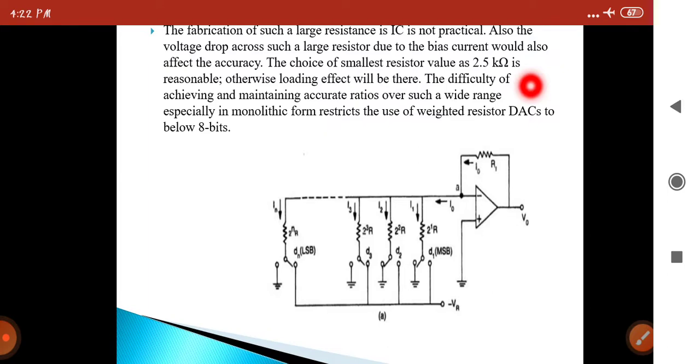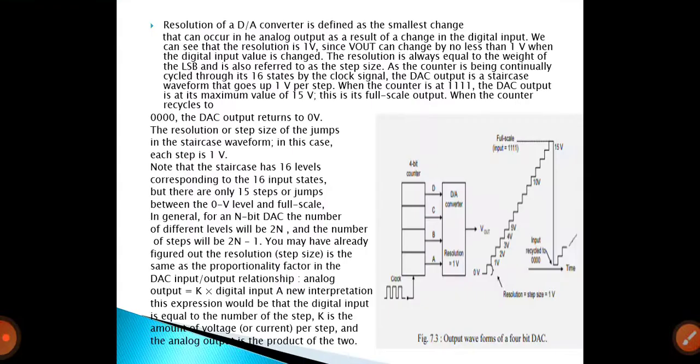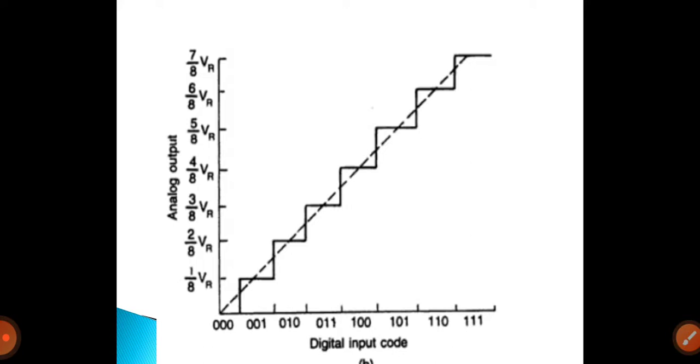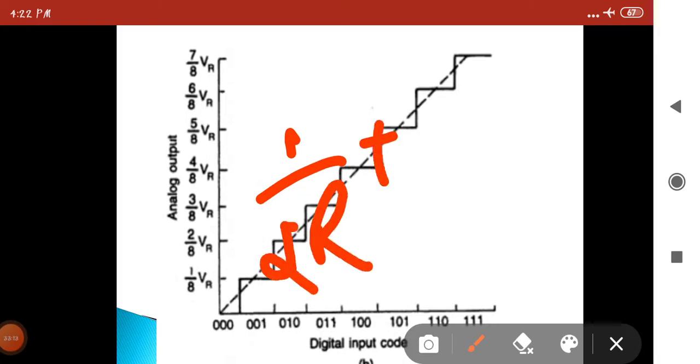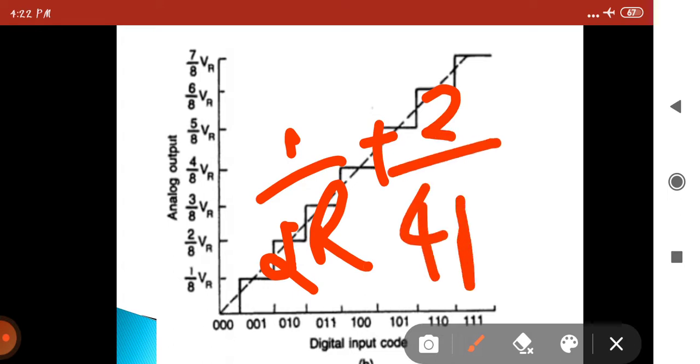Yes, next is the step size. Step size is the way of the VR. I have explained that before. 1 by 2R, 2 by 4R, like that you can see.